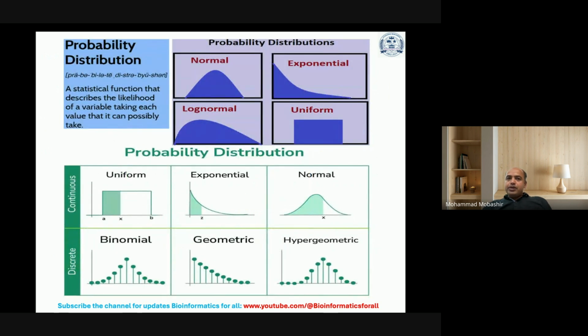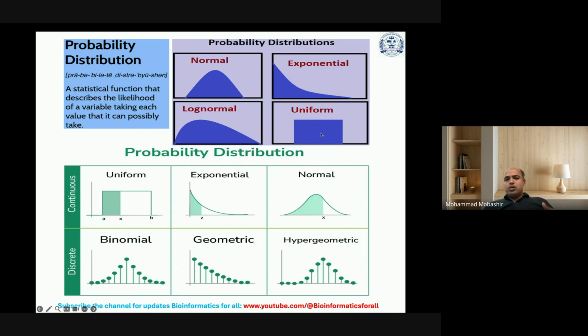If you want to understand what a normal distribution is, I have introduced you enough in the previous lecture in terms of figures, how it could look like. Before we go to understand probability distribution, this is the statistical function to measure or to describe the likelihood of the variable taking each value that it can possibly take. Okay. Now, normal distribution, how it could look like, you can see here. Then exponential probability distribution will look like this. Log normal will look like this. Then uniform will be looking like this.